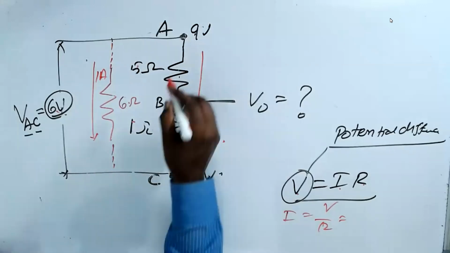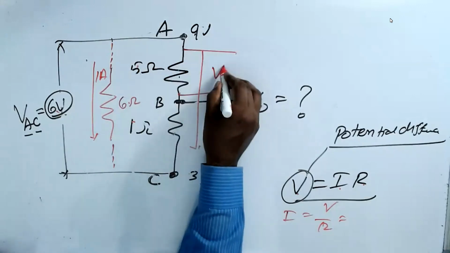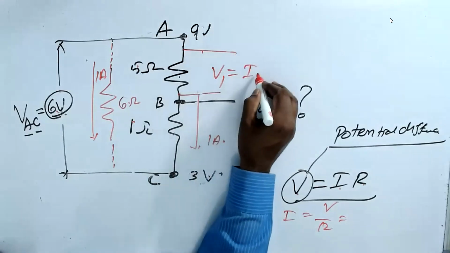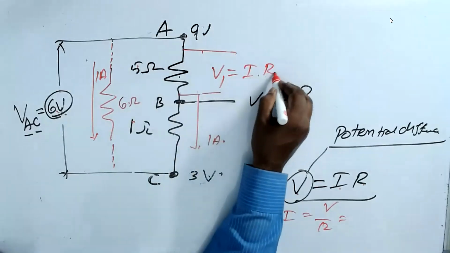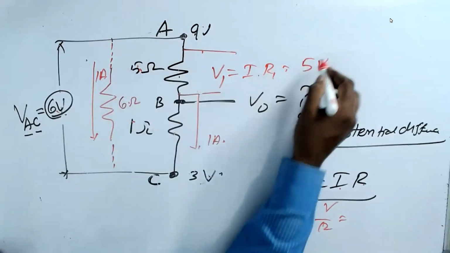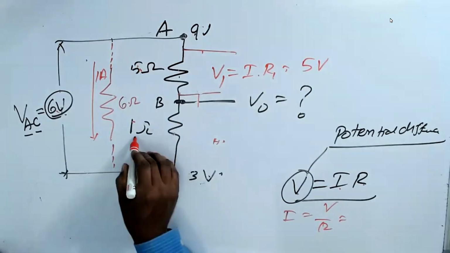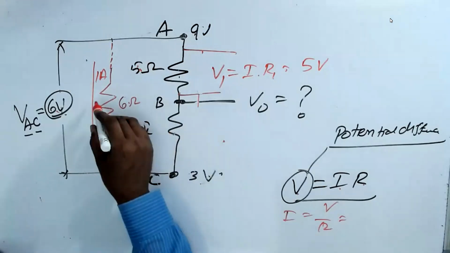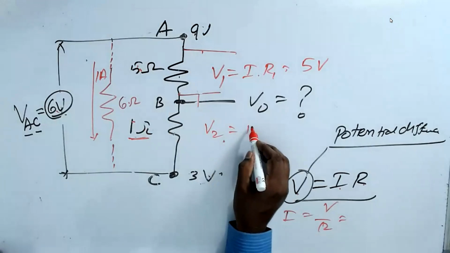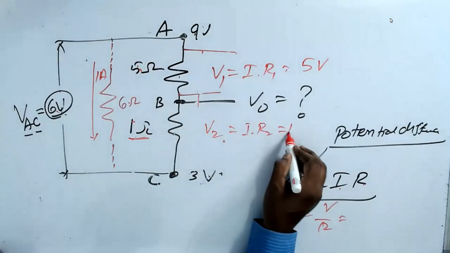Now, what is V1? V1 is I into R1, and I is 1 ampere. 1 ampere into 5 ohm is 5 volt. And here is 1 ohm. 1 ohm into 1 ampere: V2 is equal to I into R2, which is equal to 1 volt.